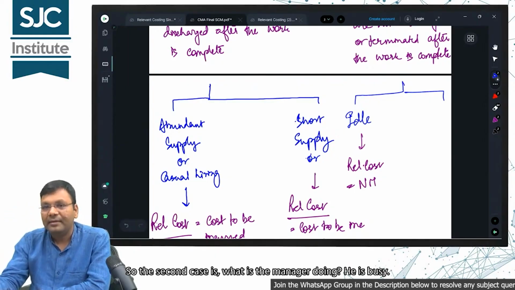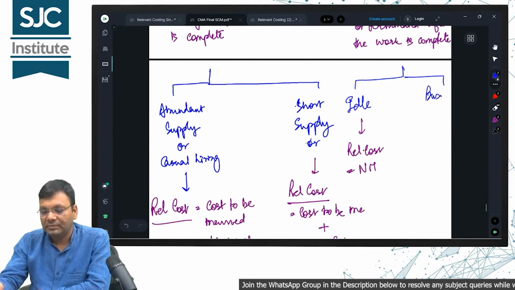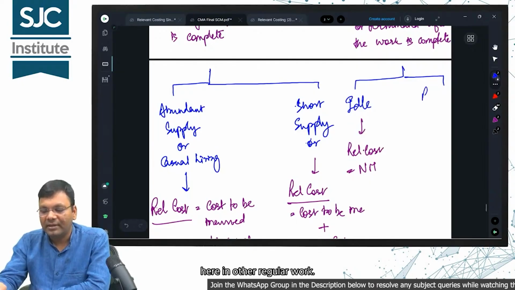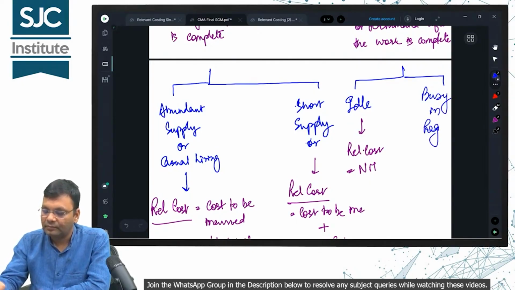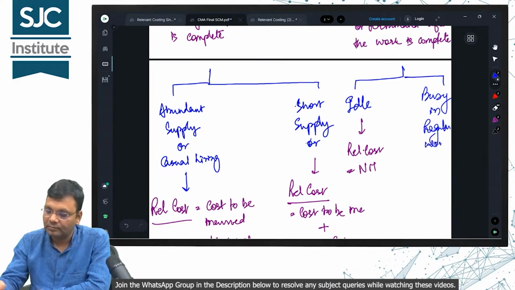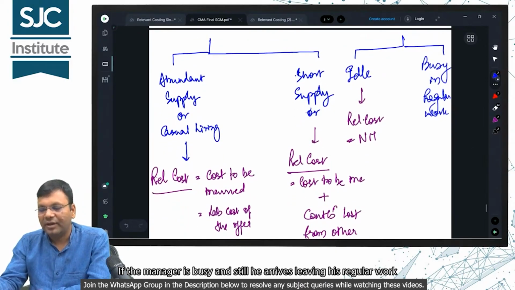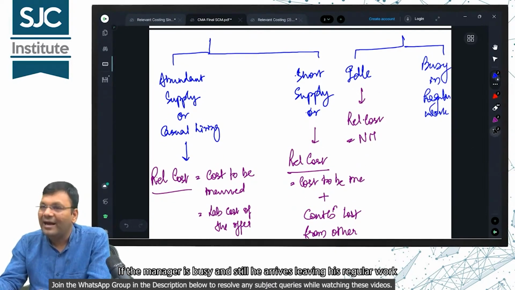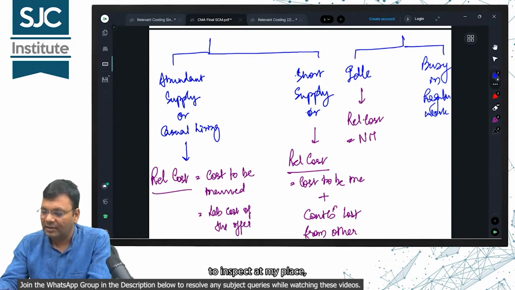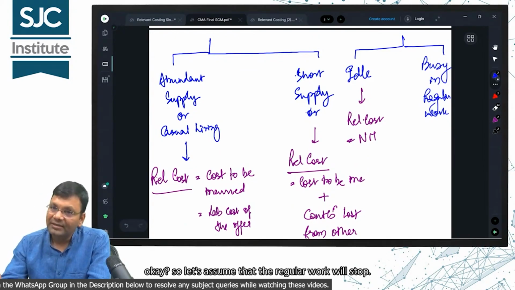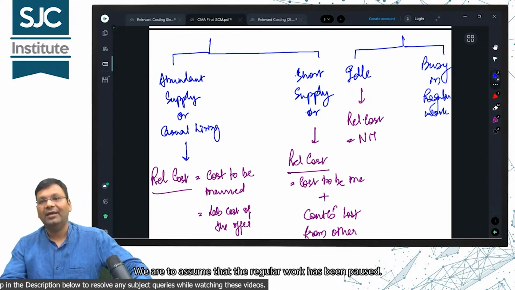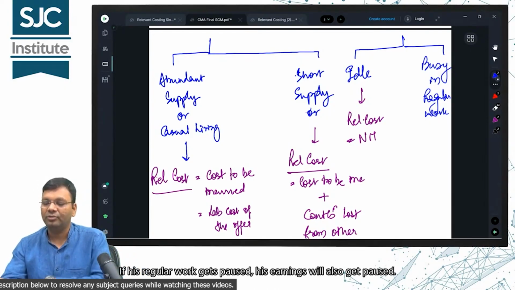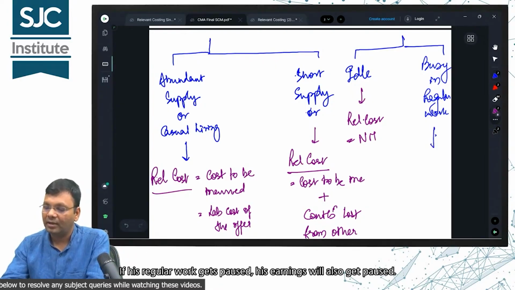So the second case is, what is the manager doing? He is busy. Busy here in other regular work. If the manager is busy and still arrives, leaving his regular work to inspect at my place, let's assume that the regular work will stop. We are to assume that the regular work has been paused. If his regular work gets paused, his earnings will also get paused.